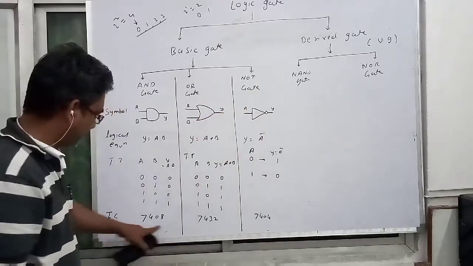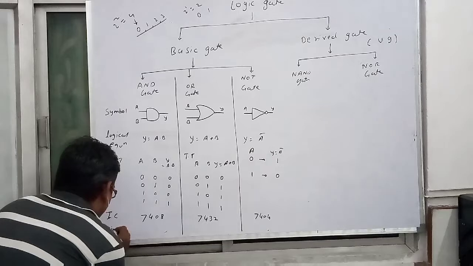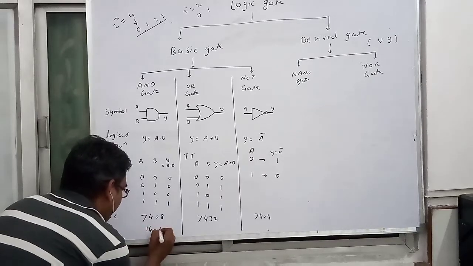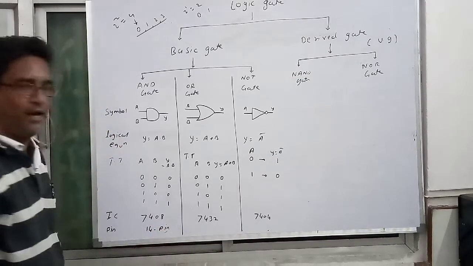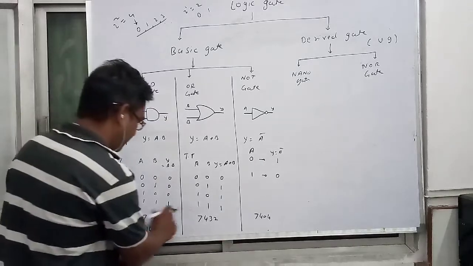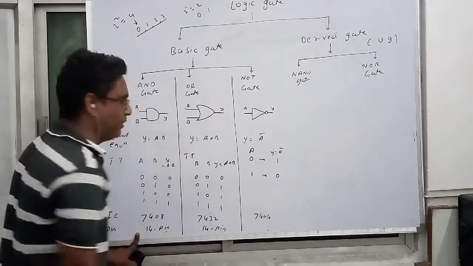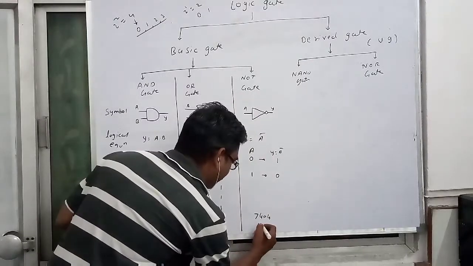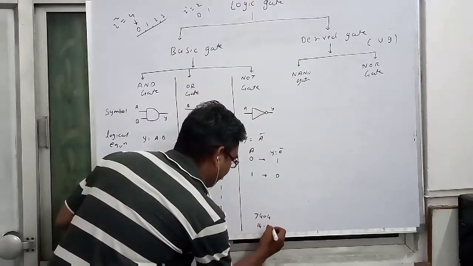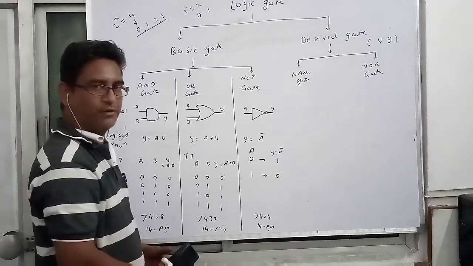These three ICs consist of 14 pins. How many pins are there? There are 14 pins. There are 14 pins in the AND gate, that is 7408. Here also there are 14 pins in the 7432. Here also there are 14 pins in the 7404. Now, how does the IC look?